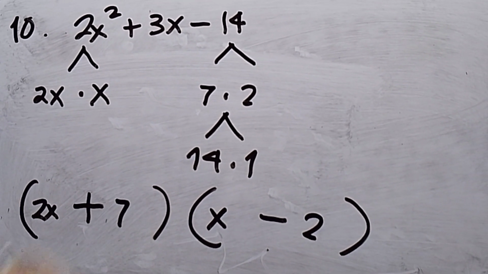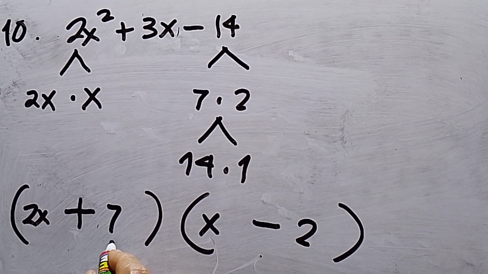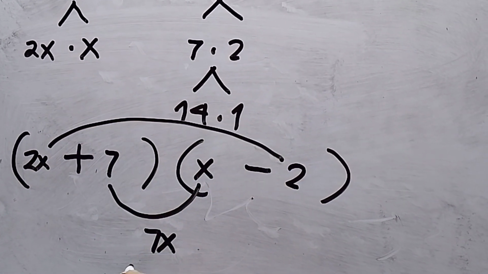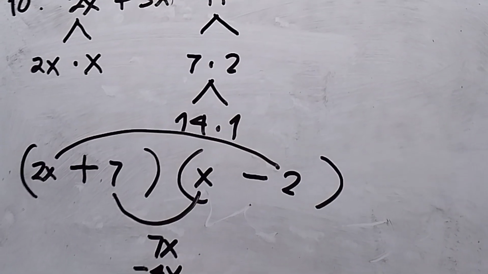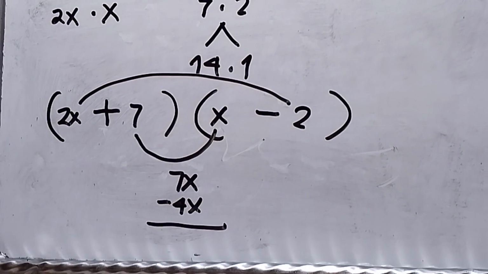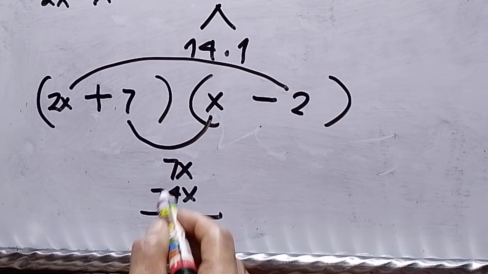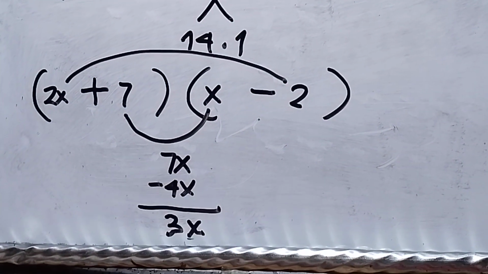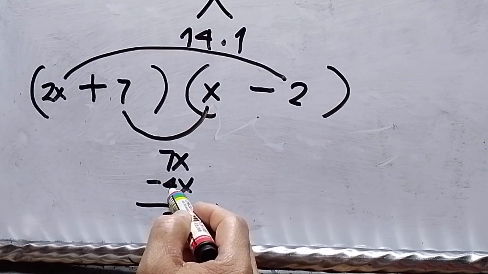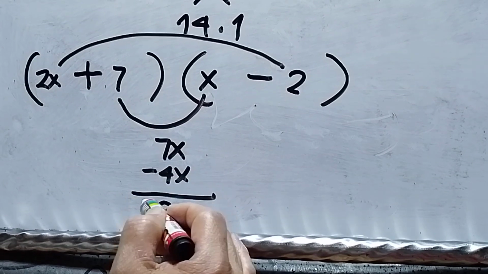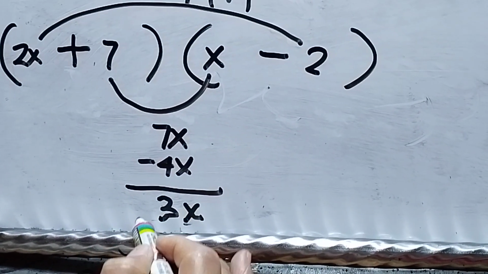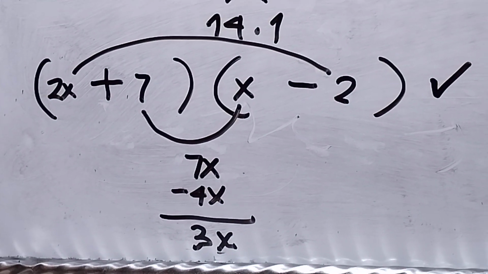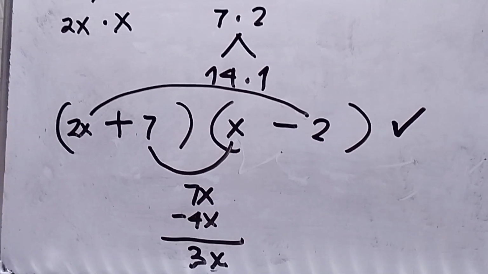Let us check if we can get the middle term. We will arrive at the middle term, which is 3x. So 7 times x will be 7x. Then 2x times negative 2, that will be negative 4x. So since this is unlike sign, we will use subtraction. So 7 minus 4 is 3. And then just copy the variable. But the sign must be positive. Why? Because 7 is greater than 4. Since 7 is having a positive sign, my answer for this is positive 3x. So I've got the correct factors. So I have 2x plus 7 times x minus 2 as the final answer. So that's all for number 10.